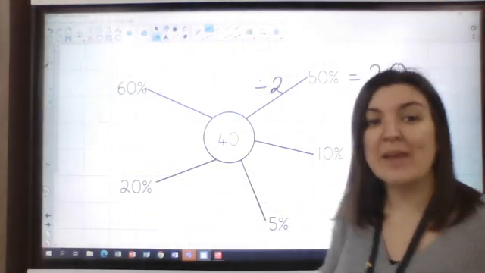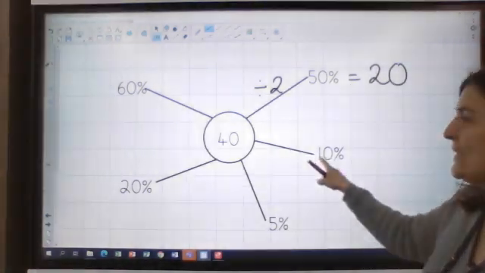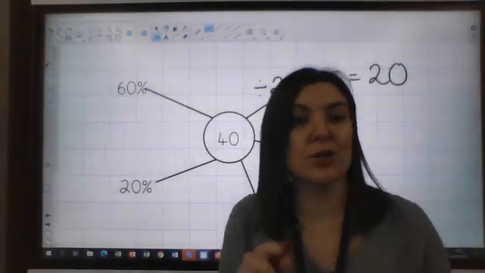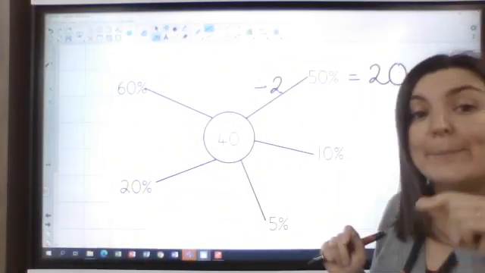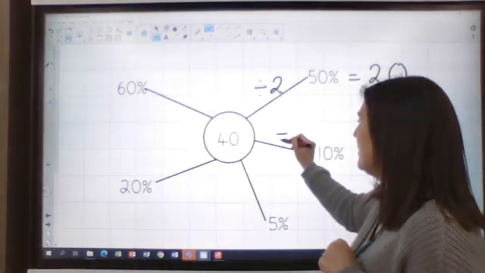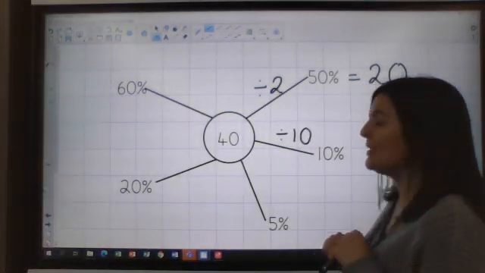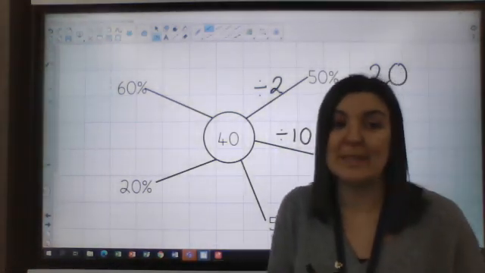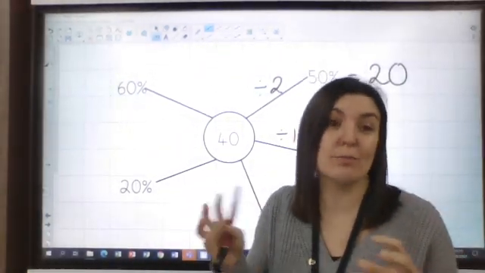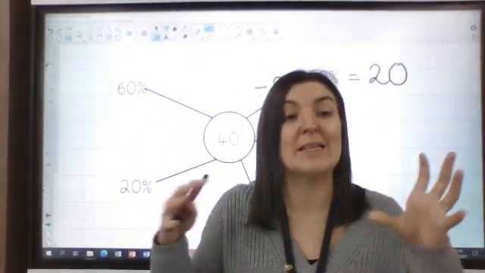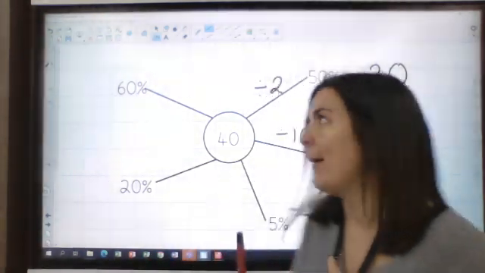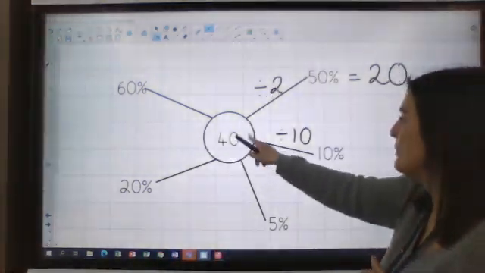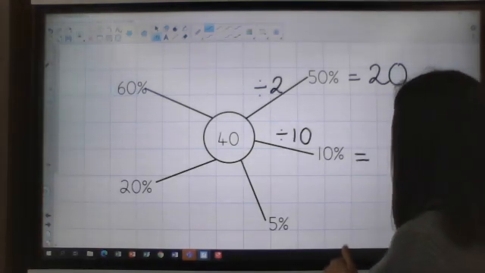Now I'm going to find 10%. This is where your starter, the game that you made, will help you. To find 10%, we divide by 10. That's how you find 10%. You divide by 10 because remember that percent means out of 100. So if you're finding 10%, you just need to divide by 10. So 40 divided by 10 is 4.